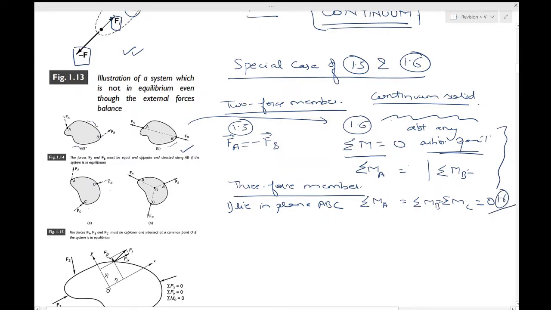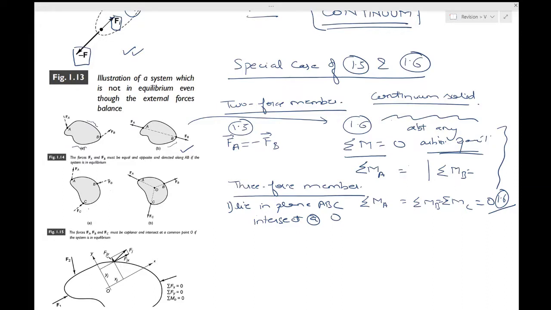Now, they must also intersect at O. If they do not, the total moment about the intersection of any two of the lines of action could not vanish. You can do this exercise yourself. Try to take a case in which they don't actually intersect at O, and then you will see that you are not able to vanish the moments due to the external forces.